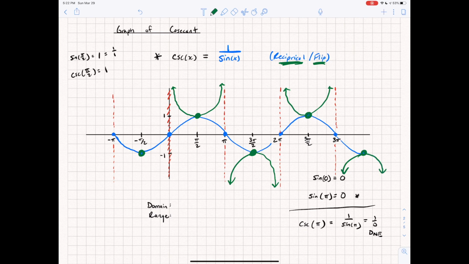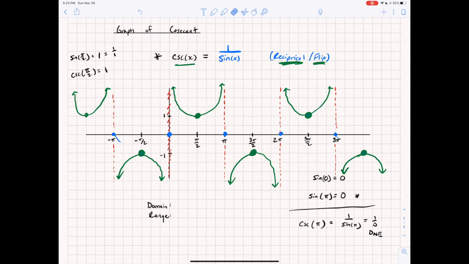Obviously, it would have another half. This would get flipped down. The next one would be at 1, and it would be flipped up. So the next piece would look something like this. And so these green horseshoes, these individual ones in between each of the vertical asymptotes, this is the graph of cosecant. So let me erase the sine piece. And so this is the graph of cosecant.